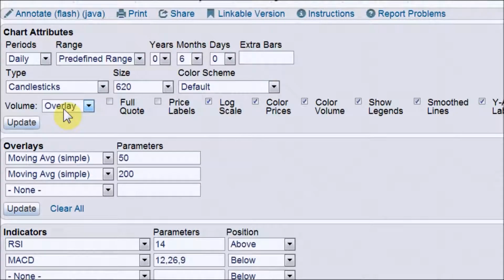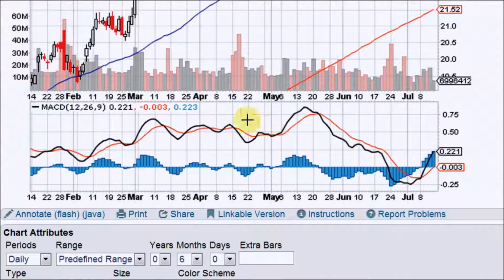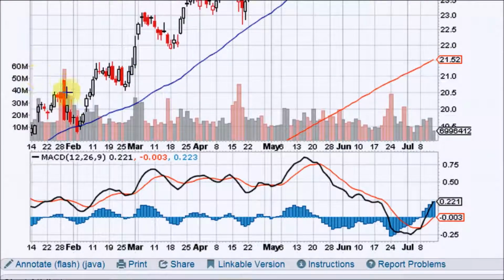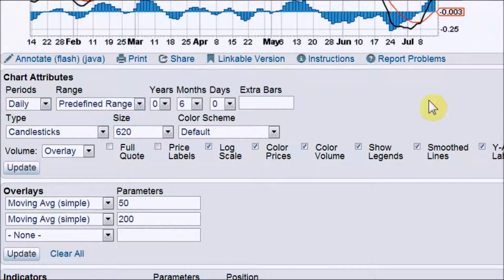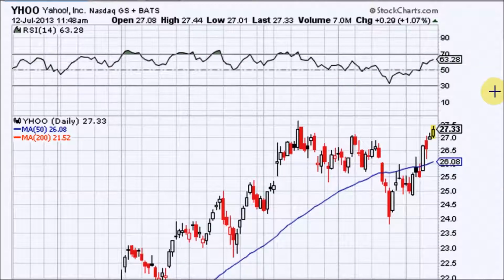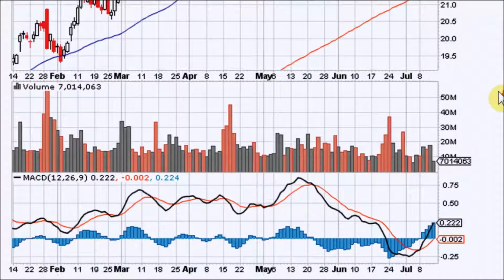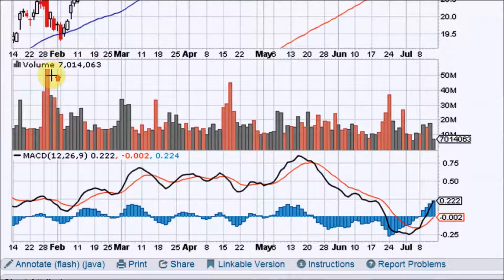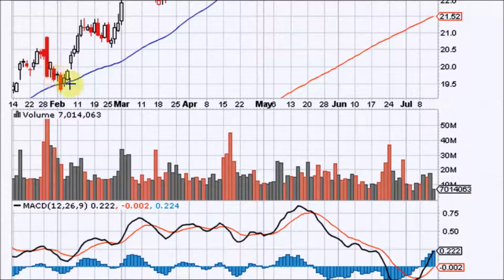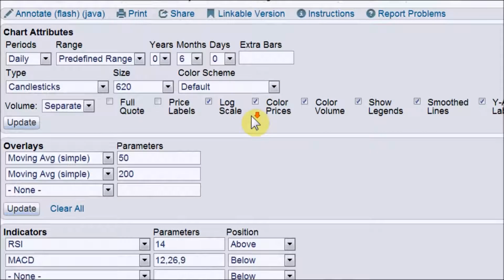Okay, now volume. Let's talk about volume for a minute. As you can see, the volume is behind the candlesticks here. You can't really see what the volume's doing in this area, and sometimes it's a lot worse. So I always like to set my volume as a separate entity here. Now you see volume, and you can see what's going on with the volume.